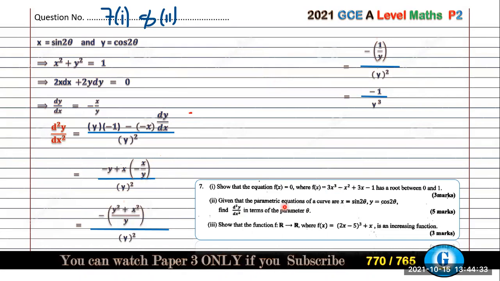But it's not done here because we have been told to give our answer in terms of the parameter theta. So I'm going to replace y in this equation by the y value in terms of theta. So this gives us minus 1 over cos 2 theta to the power 3, or cos cubed 2 theta. So this is another method. You can choose one of them and use the one that you think you can easily work with. You choose that one and work with it, okay?